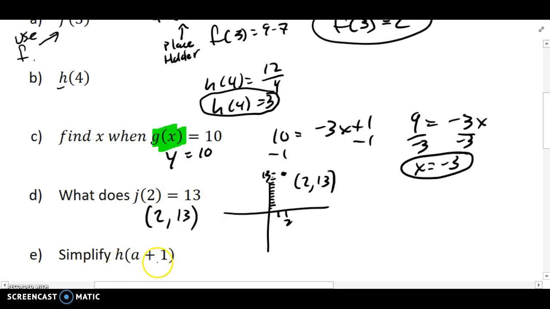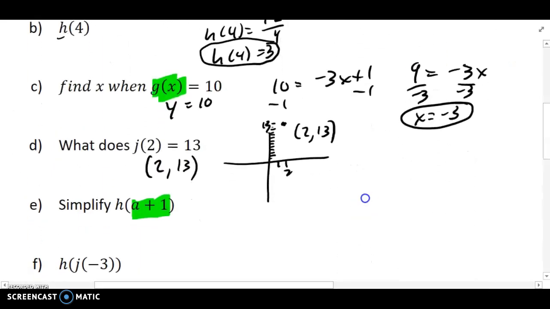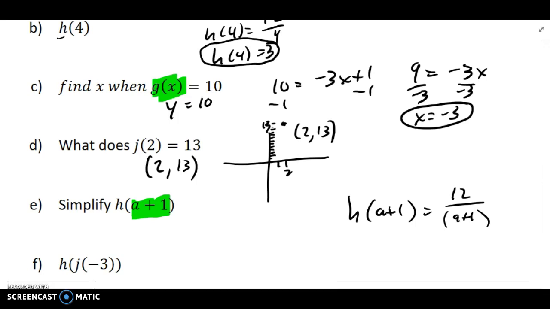This says h of a plus 1. So what that means is this is what x is. So that's what x is. So when we write this out, where the x's are, we're going to do nothing. I mean, there's the parentheses like I've done before, and then we put a plus 1 in there. Now there's nothing I can do after that. It's done. But that's it.